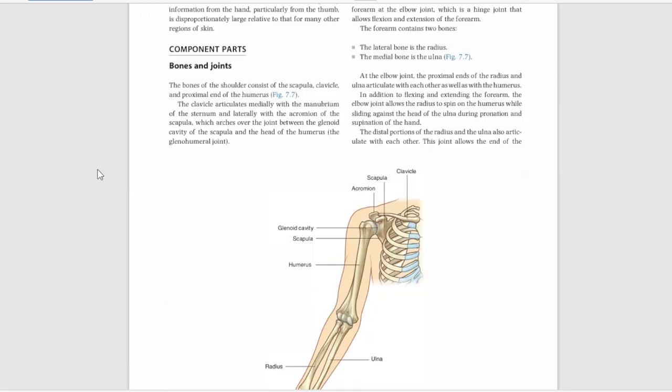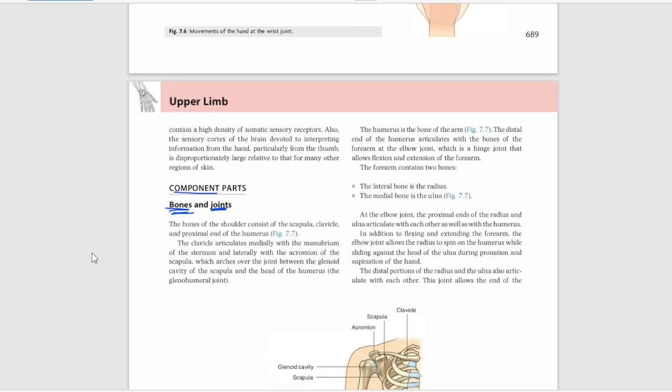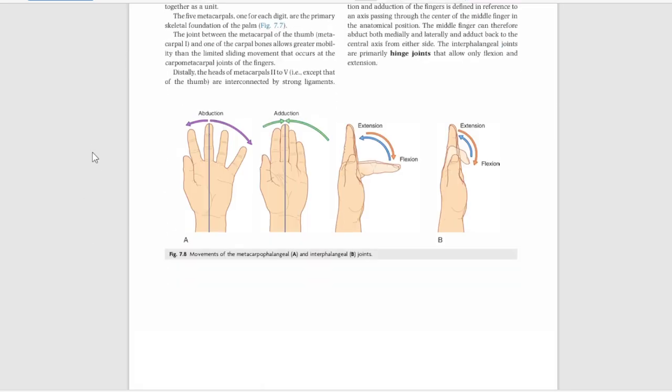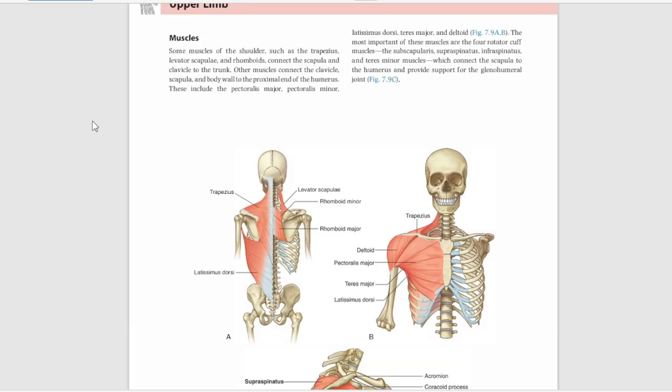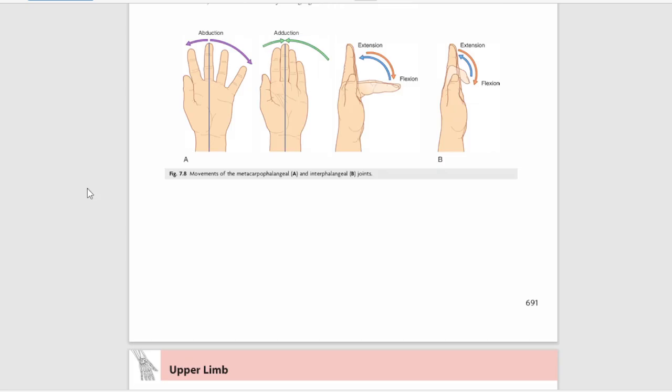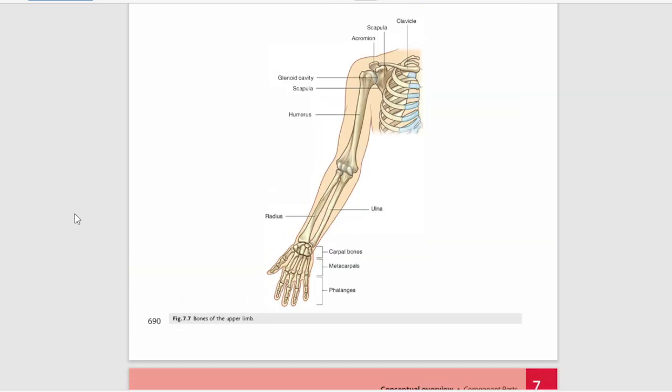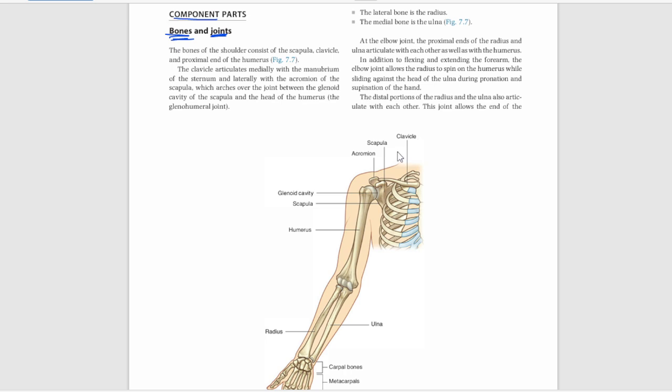Now we are going to the component part, bones and joints. If you understand bone and joint, after that you have to understand the muscles, what muscles are present here. So now come to the bones. I have already discussed this. This is the clavicle bone. This small bone is called the clavicle bone.